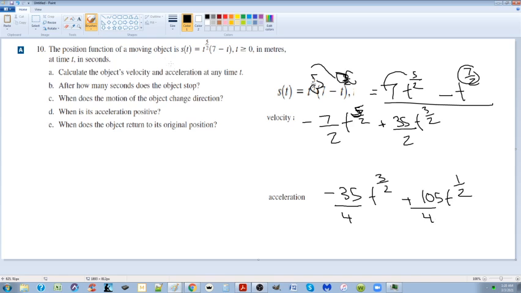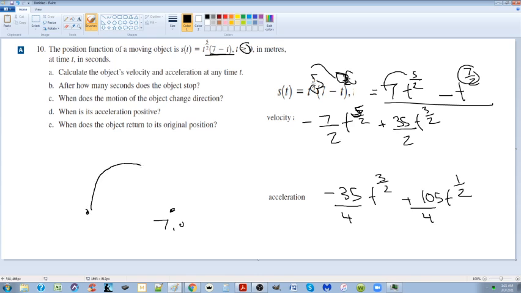And then calculate time t. After how many seconds does the object stop? Well, one thing I noticed, that distance here at one point, at 7 seconds, it is hitting the ground. So that's important to notice. Another thing to notice is that it starts at 0.